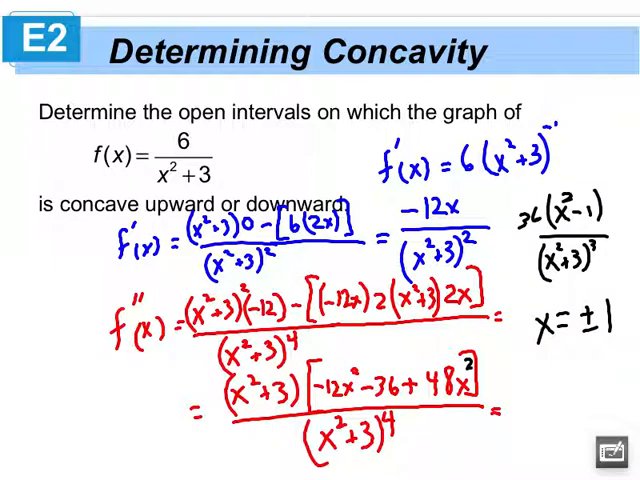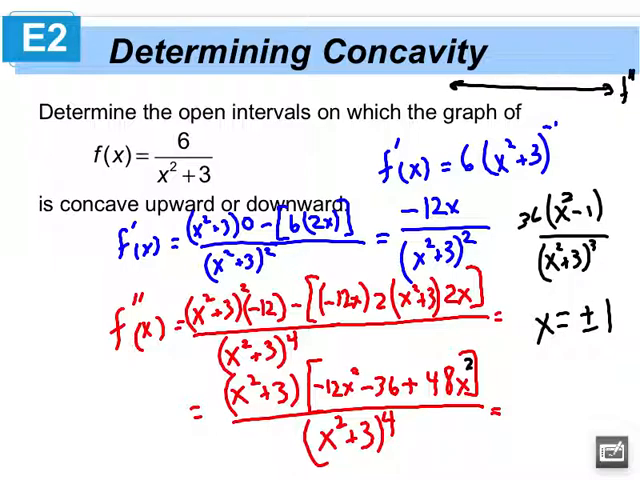Right. Yeah, good. When you take out one of the x squared plus 3's, why don't you take one out from the bottom? I did, I canceled, that's how this became a 3. I canceled this with that. Oh, so you didn't multiply out. Okay.